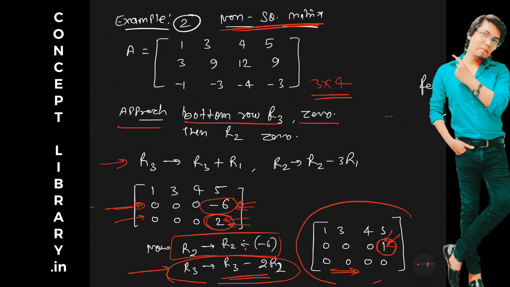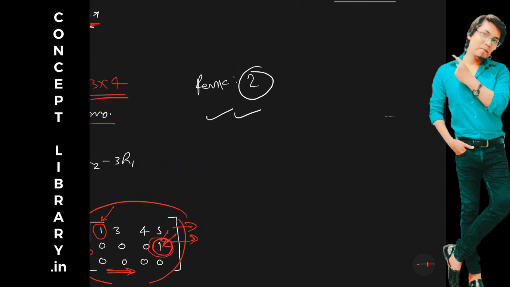So I got my 1 here, echelon form. My first entry is non-zero, which is 1, and in the second row my first non-zero number is 1. I got echelon form. So we get two non-zero rows, and that's why the rank is 2. I hope this is clear. Thank you.